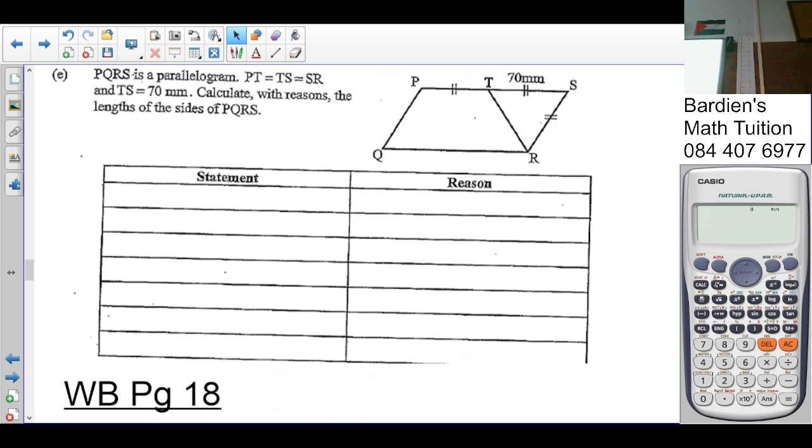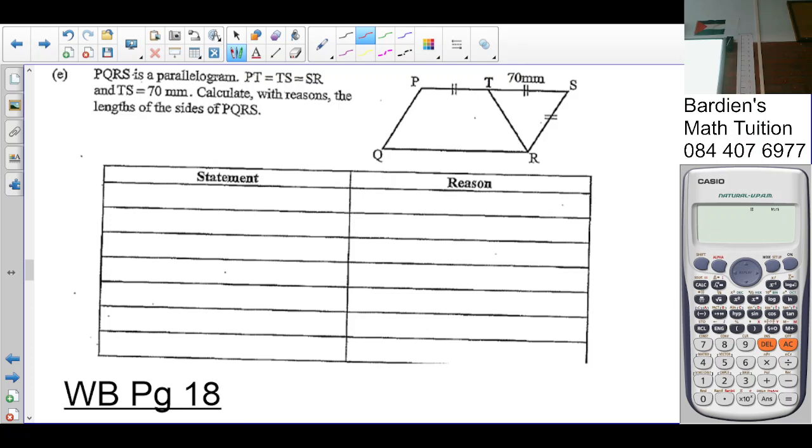PQRS is a parallelogram. Three properties come to mind. Firstly, two pairs of opposite sides equal. Secondly, two pairs of opposite sides parallel. Thirdly, two pairs of opposite angles equal. You all agree with that? Right. Then we are told that PT is equal to TS, which is equal to SR, and TS is 70 millimeters. So what does that mean? That means PT is also 70, as well as SR. Why? Because they're all equal.